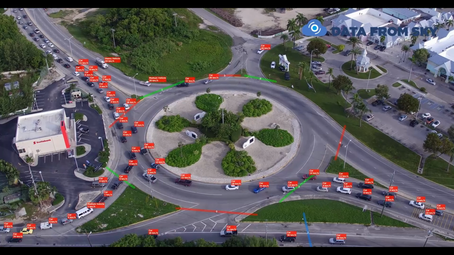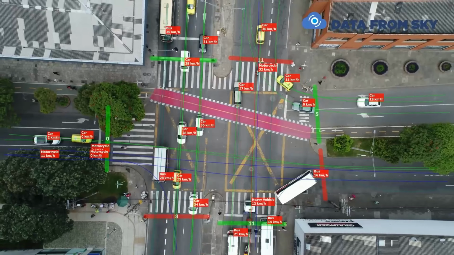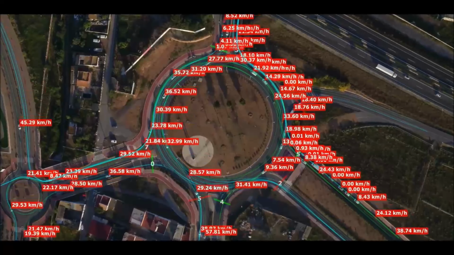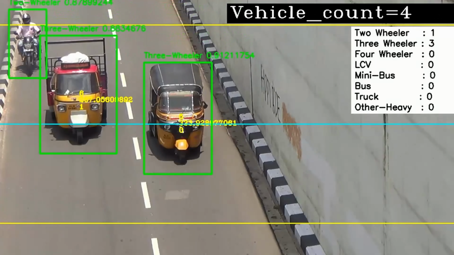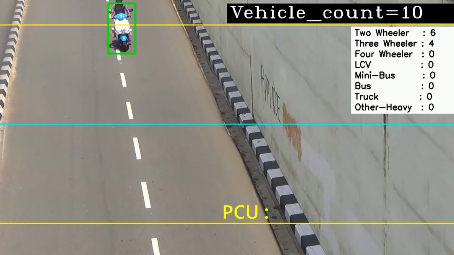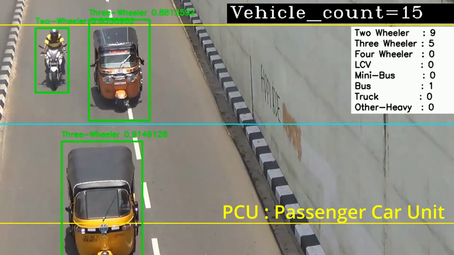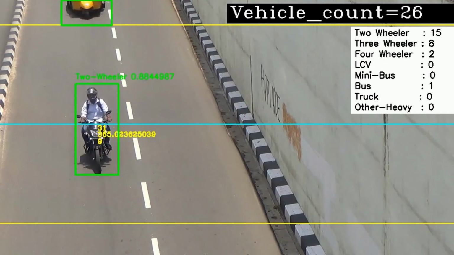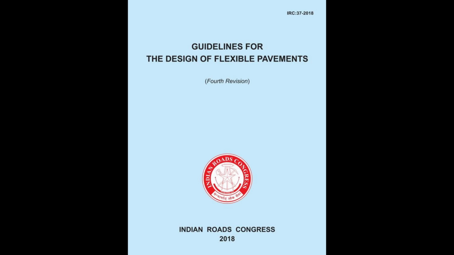Engineers conduct classified traffic counts, turning movement surveys, origin-destination studies, and peak hour analysis. The traffic is then converted into PCU, passenger car units, because a truck, a bus, a motorcycle, and a car do not occupy the same road space or move at the same speed. For example, one heavy truck may equal multiple passenger cars, while motorcycles occupy less roadway space. Therefore, traffic is standardized into PCU values. This concept is used widely in IRC, AASHTO, and highway capacity analysis.